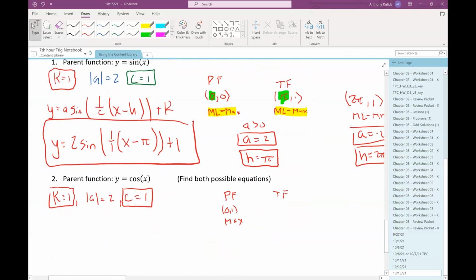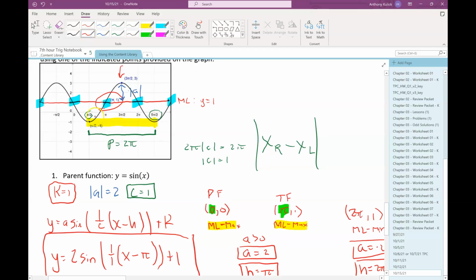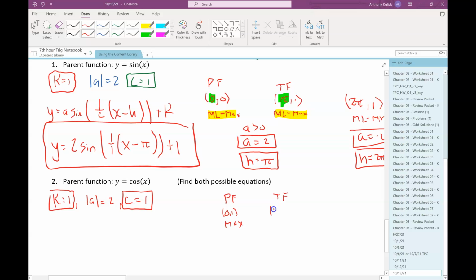So in cosine, I'm going to use the point (0, 1), which is a maximum. So I need to pick an extreme point. I have lots of minimums and maximums, but I'm really going to pick between one of those two, because they're the labeled ones. So let's say we used pi over 2, negative 1. That's this one here, which was a minimum. So what's the A got to be in this case? Negative 2. And what's the H got to be? Pi over 2.